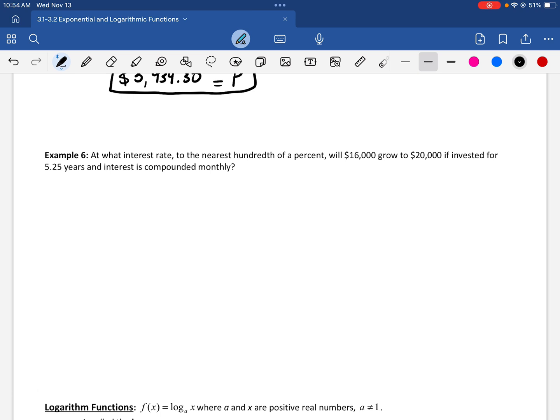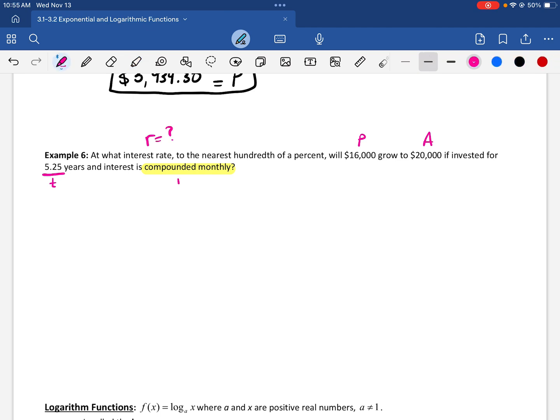Looking at our next one, which is the last one we've got here for exponential. It says at what interest rate, so we're trying to figure out what is R, right? What interest rate to the nearest hundredth of a percent would $16,000 grow to $20,000? So this looks like what we're starting with. This looks like what we're ending with. If it's invested for 5.25 years, so that's our T, and it says compounded monthly.